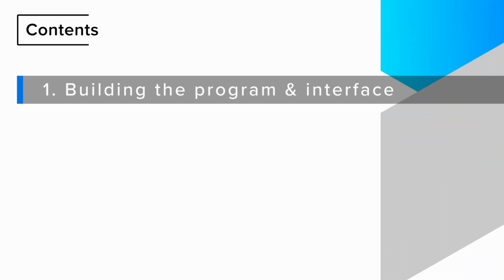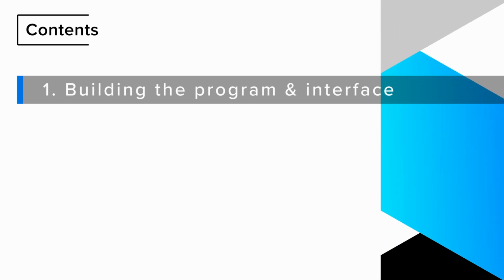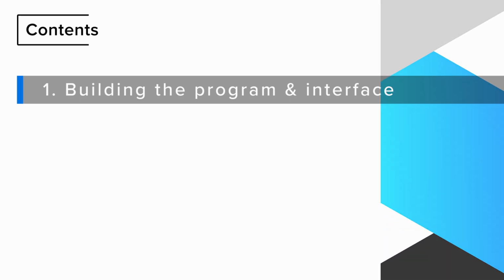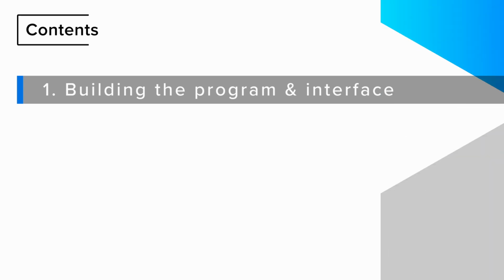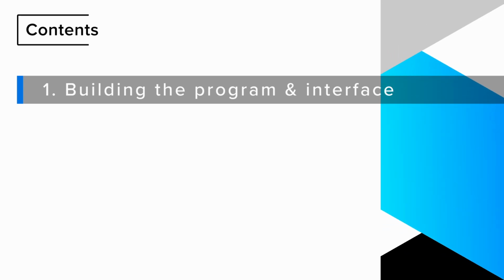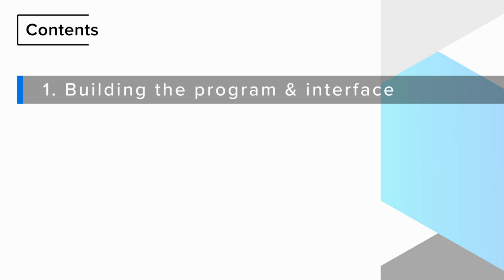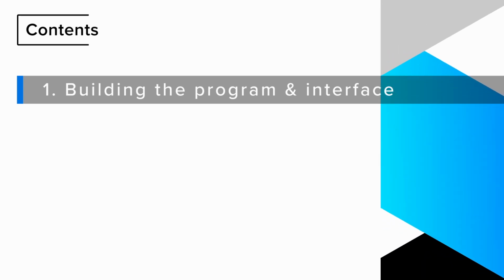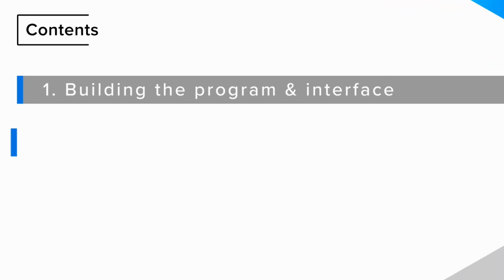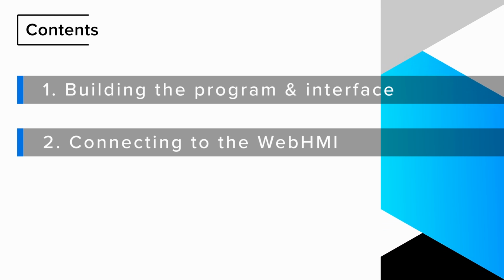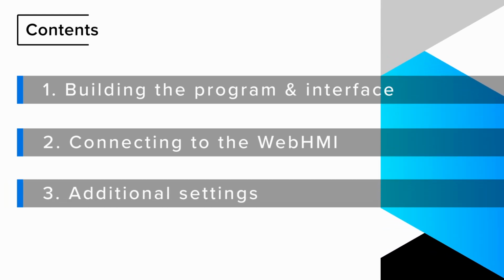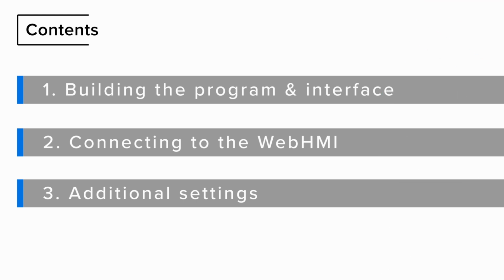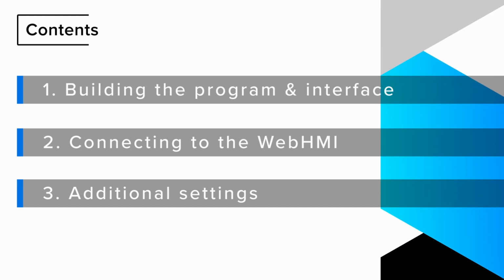If you are new to building user interfaces in Zebra Aurora Vision Studio, or for some reason you skipped the first part, we strongly recommend you go back and watch it, along with the standard HMI tutorial. These videos contain some crucial information that will help you along the way. We'll also learn how to connect to the WebHMI using a standard web browser, and last but not least, we'll discuss some additional settings related to this feature. So, without further ado, let's jump straight to the program editor and get to work.